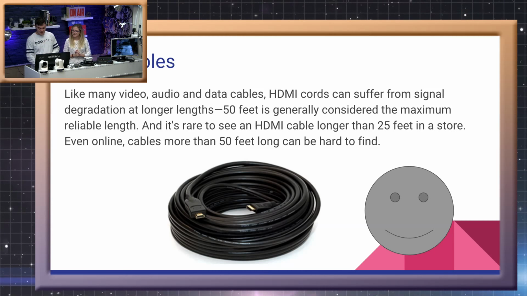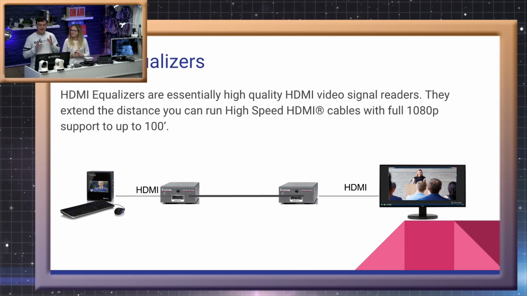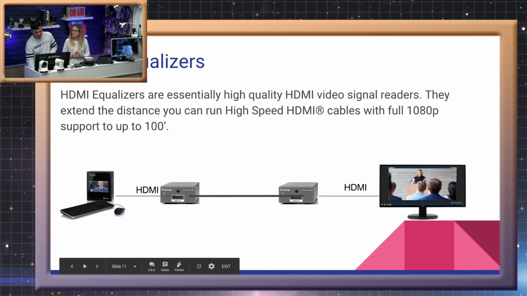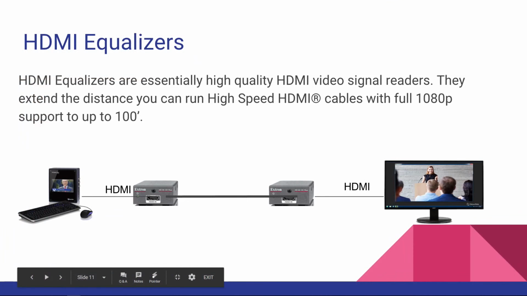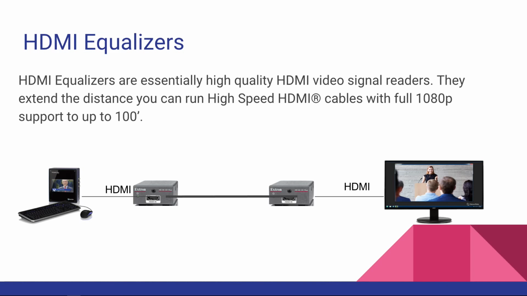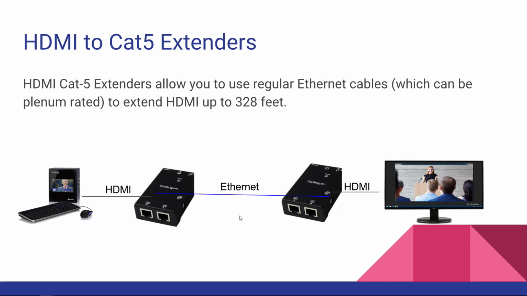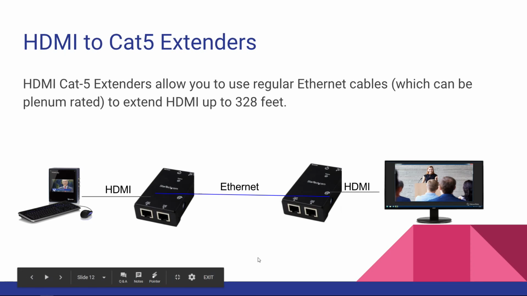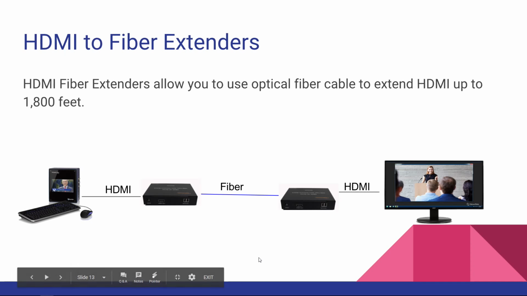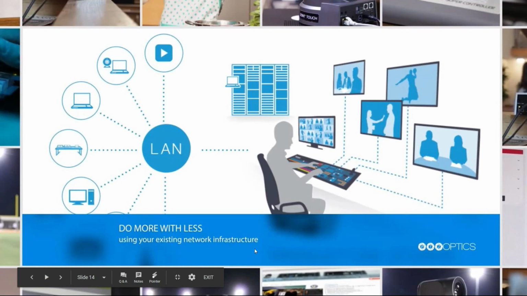So HDMI 50 feet. HDMI Equalizer. So this is just showing you guys a little bit here how it's set up. An HDMI Equalizer on either side of the HDMI to boost the signal, and you can just use a high quality HDMI up to like 100 feet roughly. You can do Ethernet, which is going to be 328 feet. We can do fiber up to 1,800. And now we can start talking about IP video.